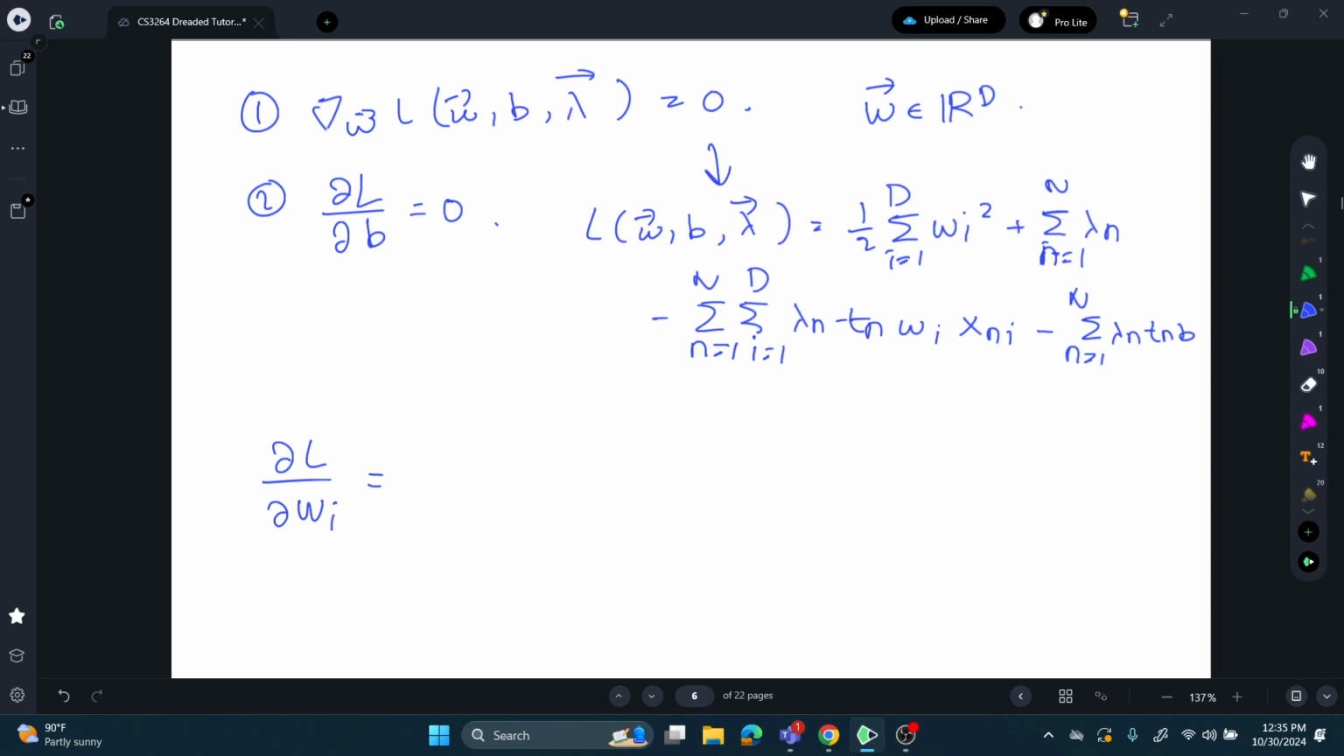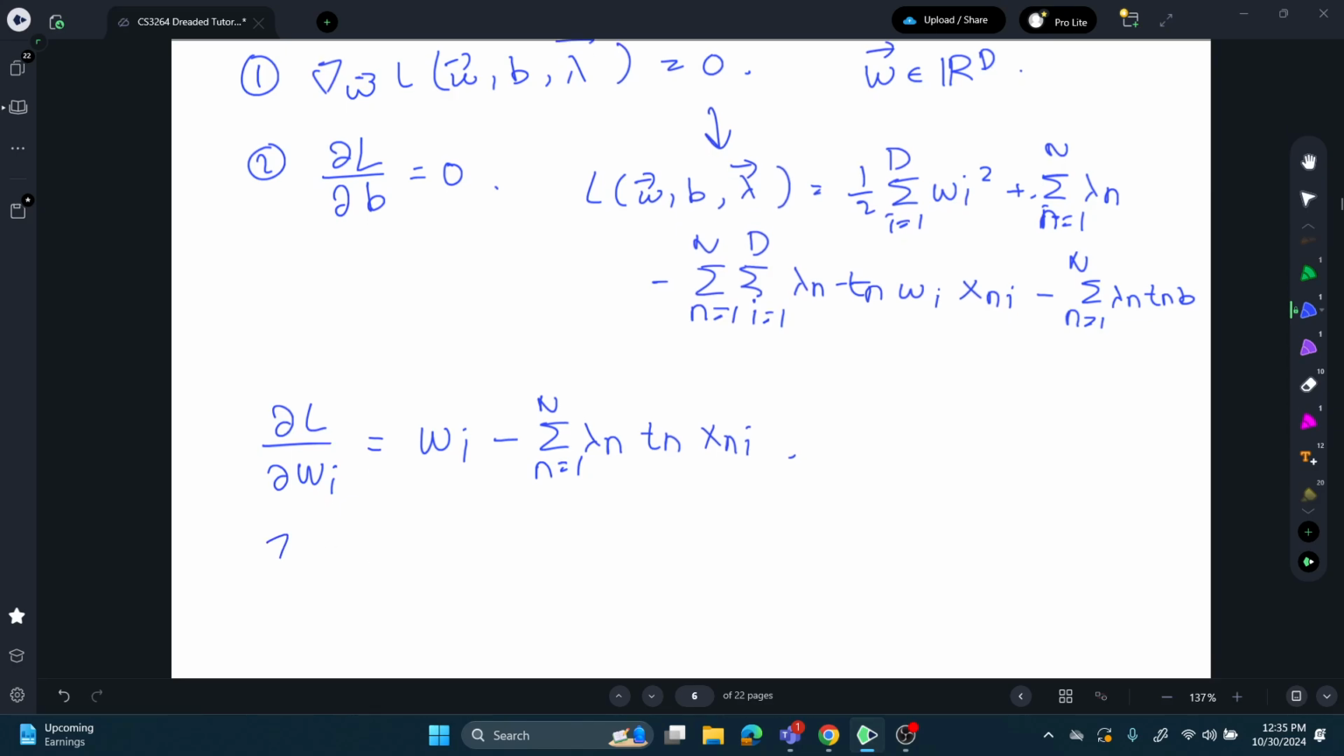I've been demonstrating for how many weeks. So this one is just simply you differentiate this. Now you will get w_i minus the sum over all possible n, lambda n, tn, x_ni. Okay, this is my partial L over partial w_i. So if I want to find the gradient function, the gradient function now is just basically a vector of this. If I convert this back into the vector, you will see that this will now be w minus the sum of all n's, lambda n, tn, and the vector xn.